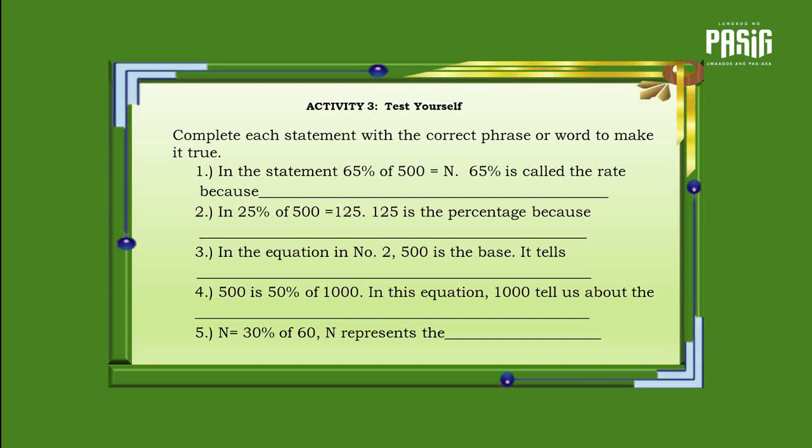It tells what? Number 4. 500 is 50% of 1000. In this statement, 1000 tells about the. And number 5. N is equal to 30% of 60. N represents the. Okay, I'm giving you another 10 seconds to answer these questions. And your timer starts now.